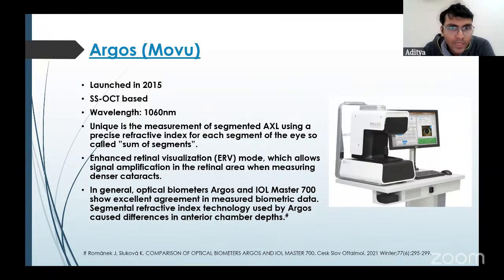However, in general, optical biometers Argos and IOL Master 700 show excellent agreement in measured biometric data. Segmental refractive index technology used by Argos caused differences in anterior chamber depths. So there were slightly higher anterior chamber depth values in Argos. However, there was no significant difference in obtaining the IOL power for the patient or outcome. It also has enhanced retinal visualization ERV mode, which allows for signal amplification in the retinal area when measuring denser cataracts.